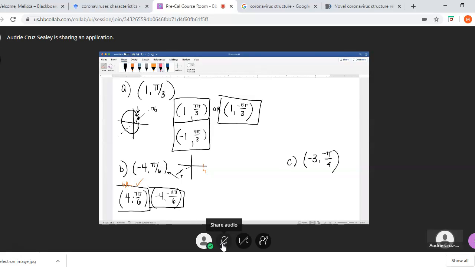I'm going to do this one. Okay, still start at 4. If you go negative 11 pi over 6, I'm going to travel negative 11 pi over 6. Wouldn't you end up here? But because it's a negative radius, I have to flip it 180 degrees. So you would end up here, same place. Both of those answers are correct.